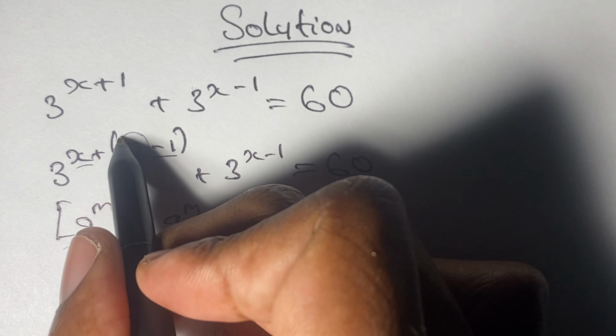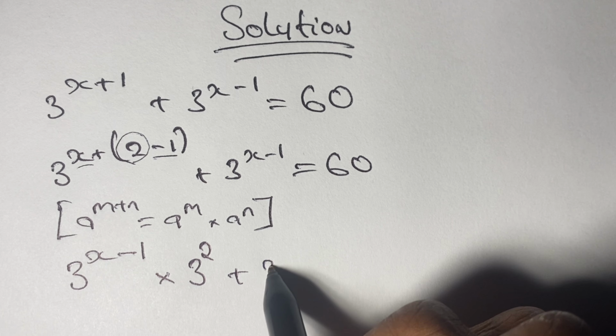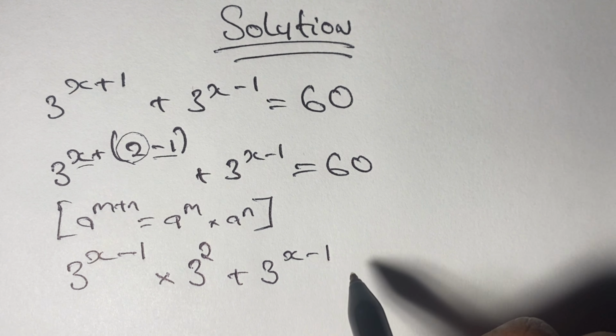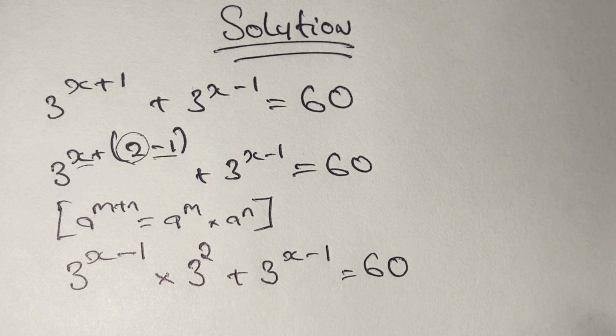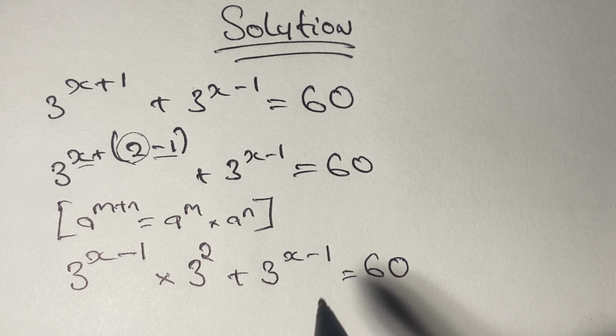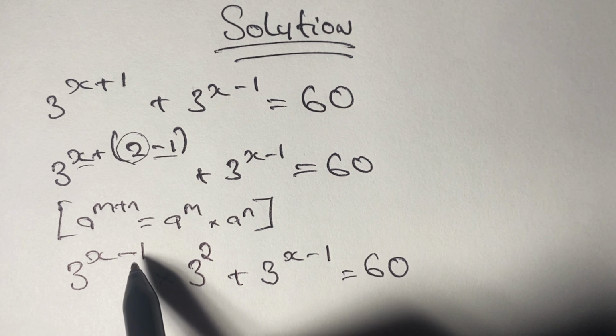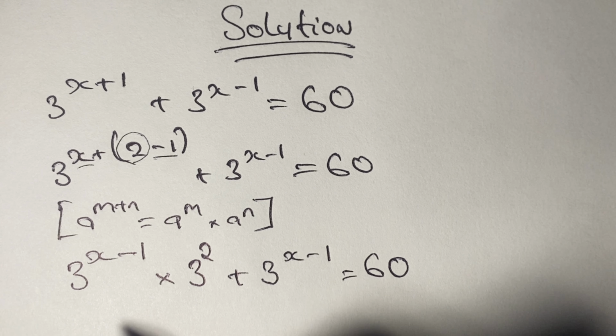So the same base, we just rewrite it and just put the powers. So we have 3 to the power of 2 plus 3 to the power of x minus 1. We have that equal to 60. Now, if you look closely, you can see why we did what we did. And so we can factor out our 3 to the power of x minus 1. So let's go ahead and do that.